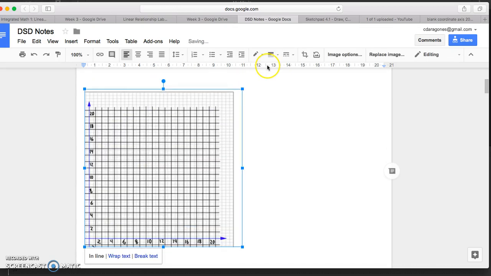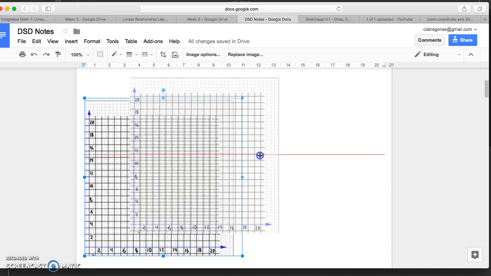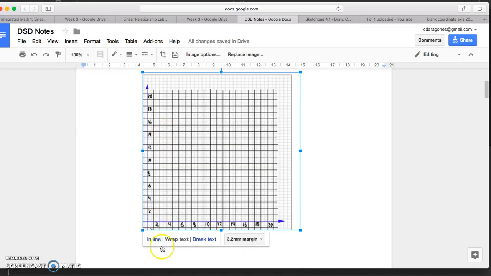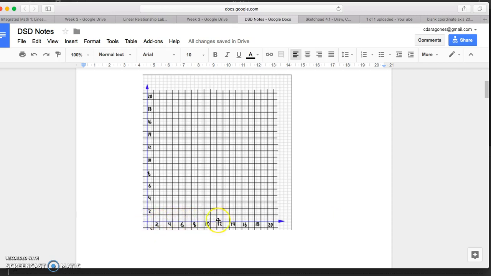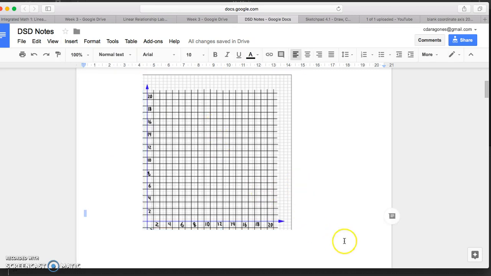Now, very important when it comes to any graph you have: the very first thing you always have to do is label your axes. So your x-axis, that's this horizontal one right here, this blue line that goes left to right, that's your x-axis. That's your independent variable. That's kind of what determines the relationship. So it's always important to label your x-axis.